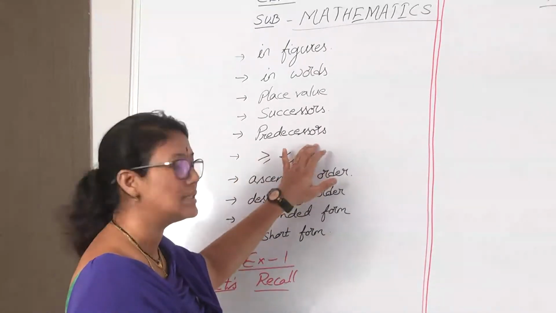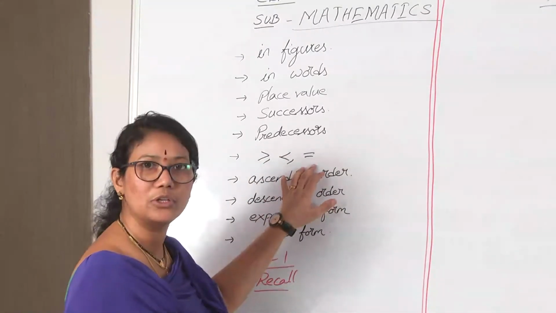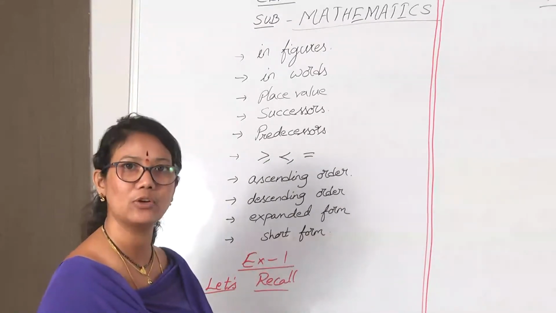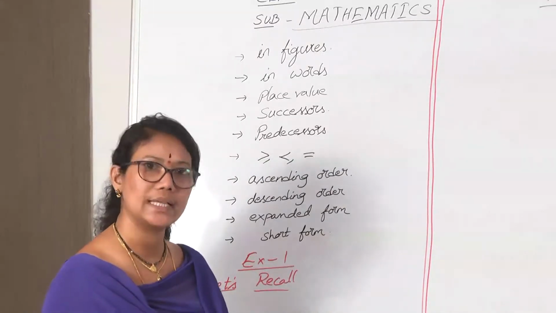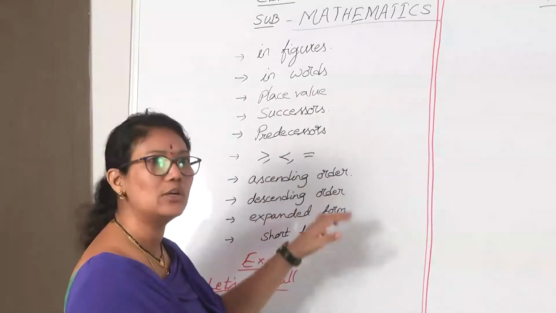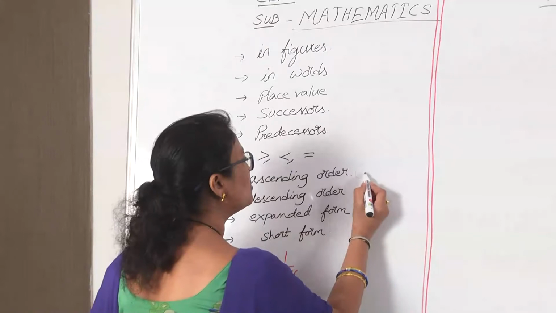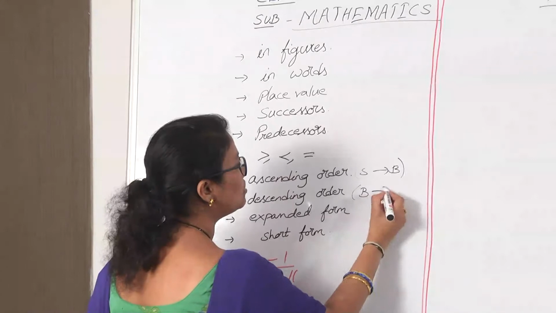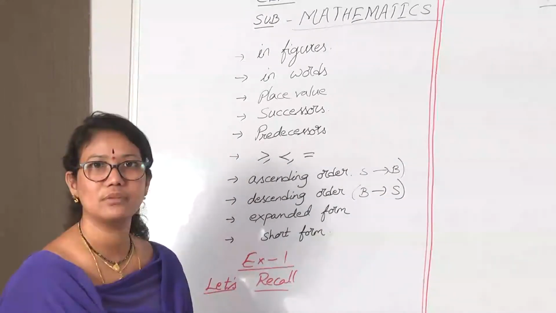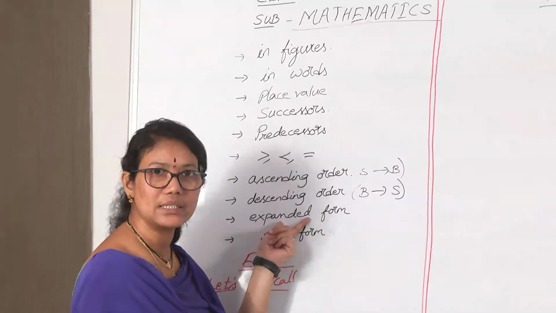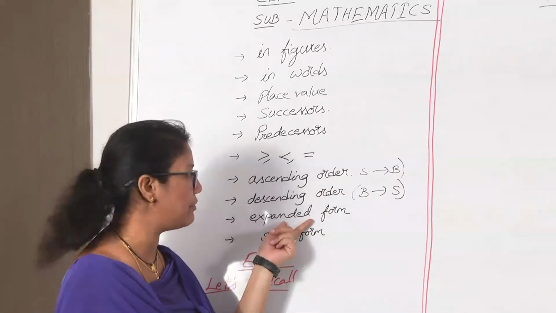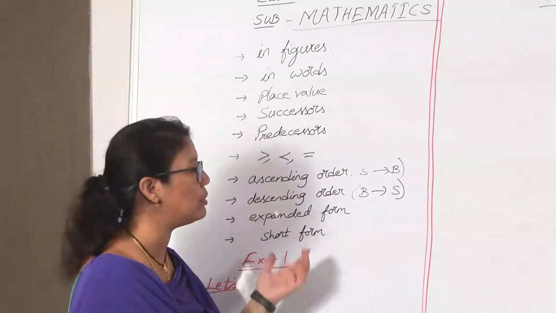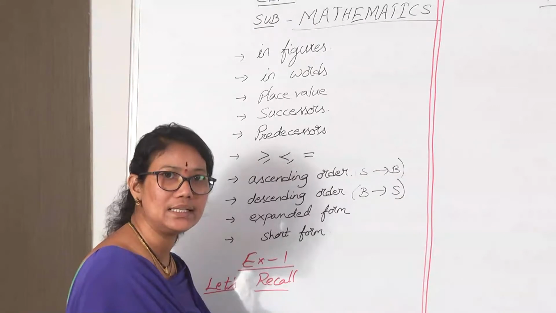Then predecessors, and writing greater than or less than or equal to. It is like comparing the given two numbers. We have to mention whether the first number is greater than, less than or equal to the second number. Next, ascending order. Ascending order means we write the numbers from small to big. Then descending order is big number to small number. Expanded forms. We even discuss how to write the given number in the expanded form and writing the expanded form in the short form. So, these are all the topics we are going to recollect in exercise 1.